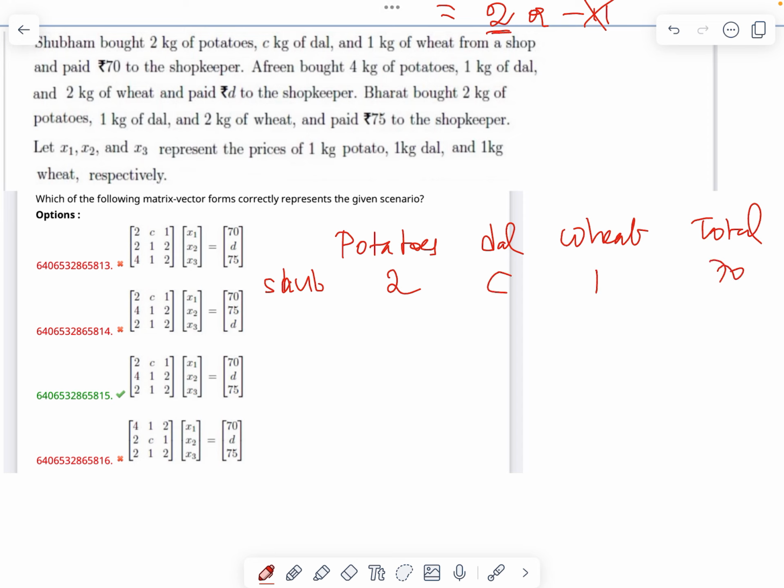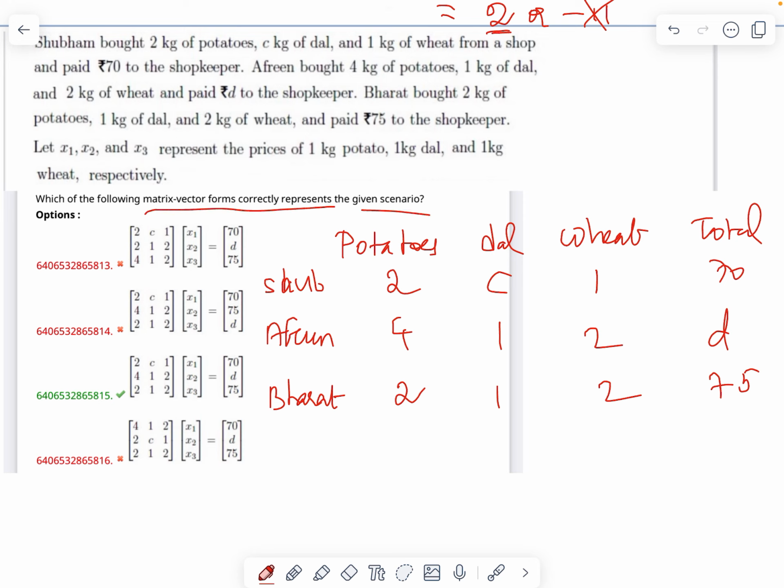Next, Afrin: 4 kg of potato, 1 kg of dal and 2 kg of wheat, and the total. And Bharat bought 2 kg of potato, 1 kg dal and 2 kg of wheat, total 75. Now they're asking which matrix vector form correctly represents the given scenario.